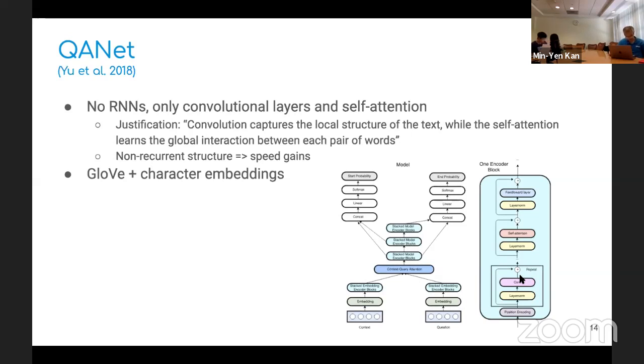So the last model we'll look at is called QANet. This is no RNNs, only convolutional layers and self-attention. That sounds familiar. If you stare closely at the diagram, it looks very similar to the transformer diagram. It only has attention in the middle, co-attention. I think this came out after the "Attention Is All You Need" paper. So I guess they were saying, what if we don't just do self-attention, we also do convolutions before the self-attention.